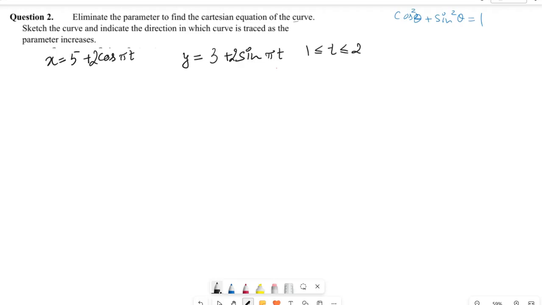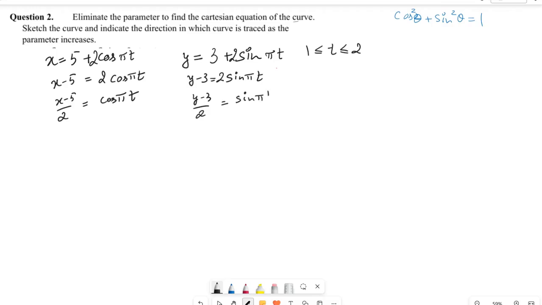Let's work on another one. Here we have x equal to 5 plus 2 cosine pi t and y equal to 3 plus 2 sine pi t. Let's try to eliminate t. So x minus 5 is equal to 2 cosine pi t. X minus 5 by 2 is equal to cosine pi t, by dividing by 2. Similarly here, y minus 3 is equal to 2 sine pi t. Y minus 3 by 2 is equal to sine pi t.